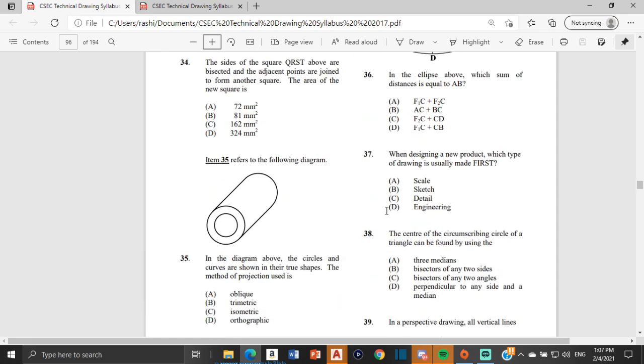Alright, number 37. When dimensioning a new product, which type of drawing is usually made first? Is it a scale, a sketch, a detail, or an engineering? And the answer, of course, is a sketch. You always start out with your sketches.